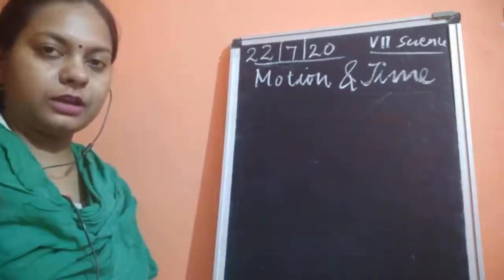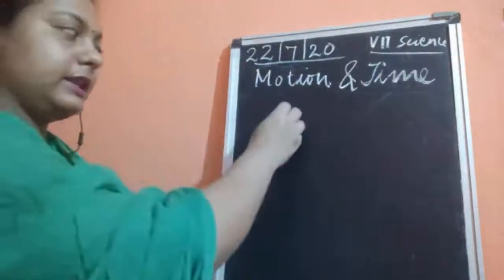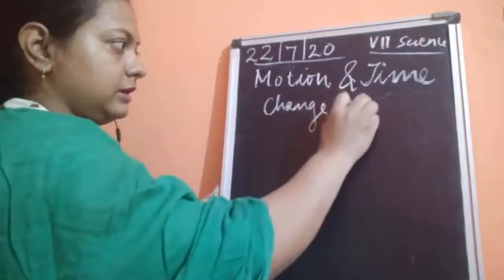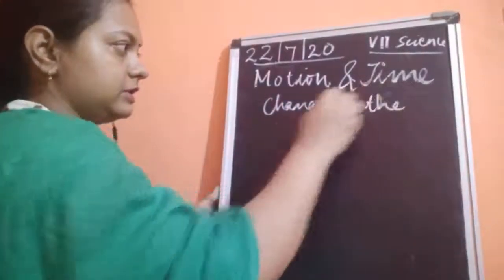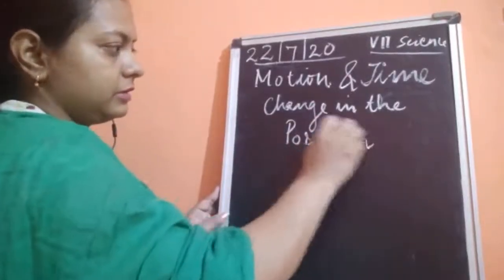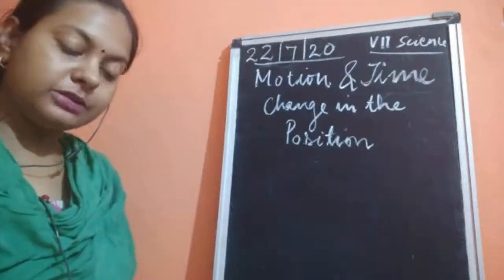If we are talking about an object that is moving, it means that it is changing its place. There is a change in the position. So an object is moving because it is changing its position.